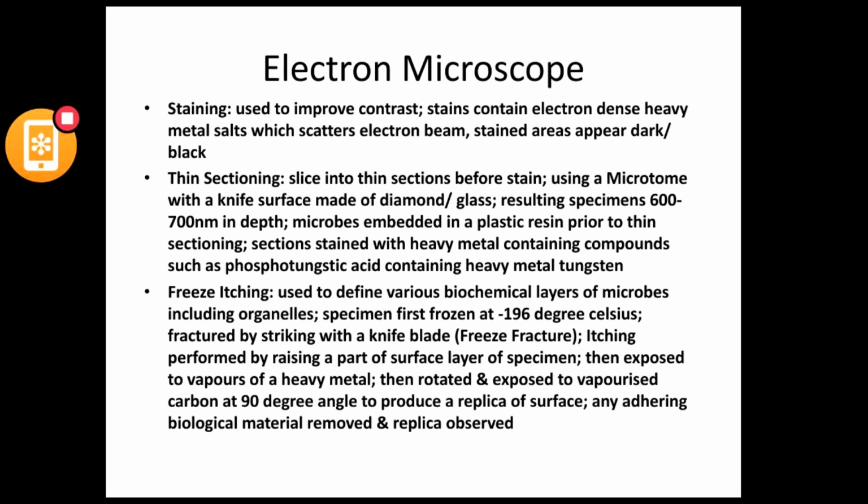So in electron microscopy, we use stains that are heavy metal containing compounds such as phosphotungstic acid containing the heavy metal tungsten, which is an electron-dense heavy metal salt. Tungsten, or phosphotungstic acid, is an example of an electron-dense heavy metal salt. Now what happens? It scatters the electron beam and the stained areas appear dark or black in color. Clear? So this is all about specimen preparation for an electron microscope. Freeze etching is the first step, followed by thin sectioning, followed by staining and observation under the microscope.